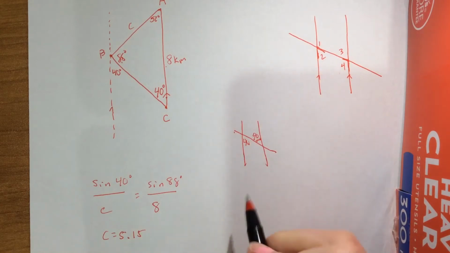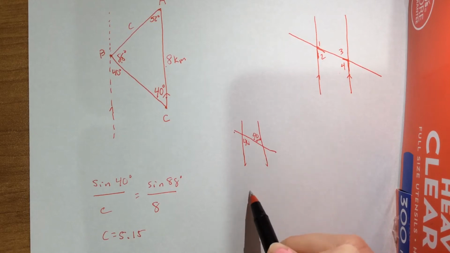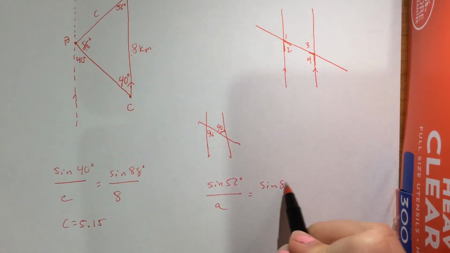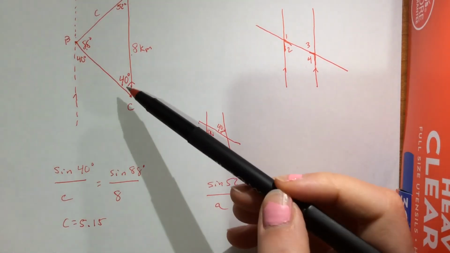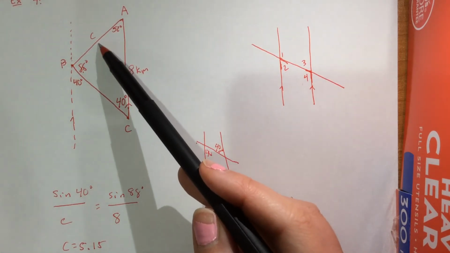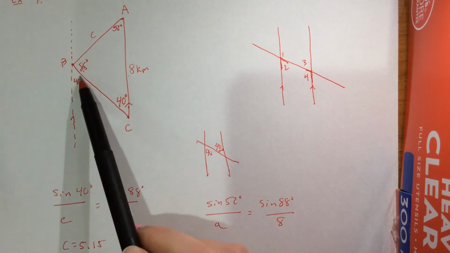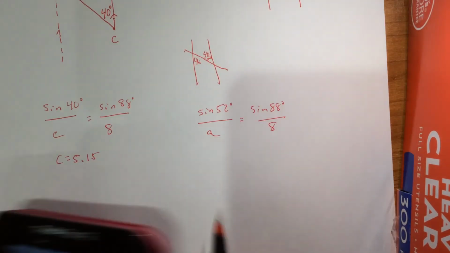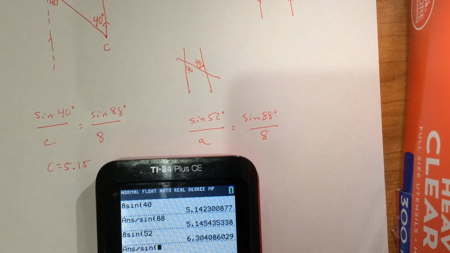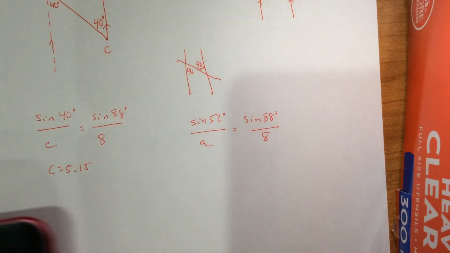So for the next one, we're going to do A. So the sine of 52 over A equals the sine of 88 over 8. Again, if you wanted to use C and what you just solved, it will work, but if you got C wrong, then your answer for A will be wrong. So I recommend using the numbers that have been given to you. So let's put this in. 8 times the sine of 52 divided by the sine of 88, 6.31.